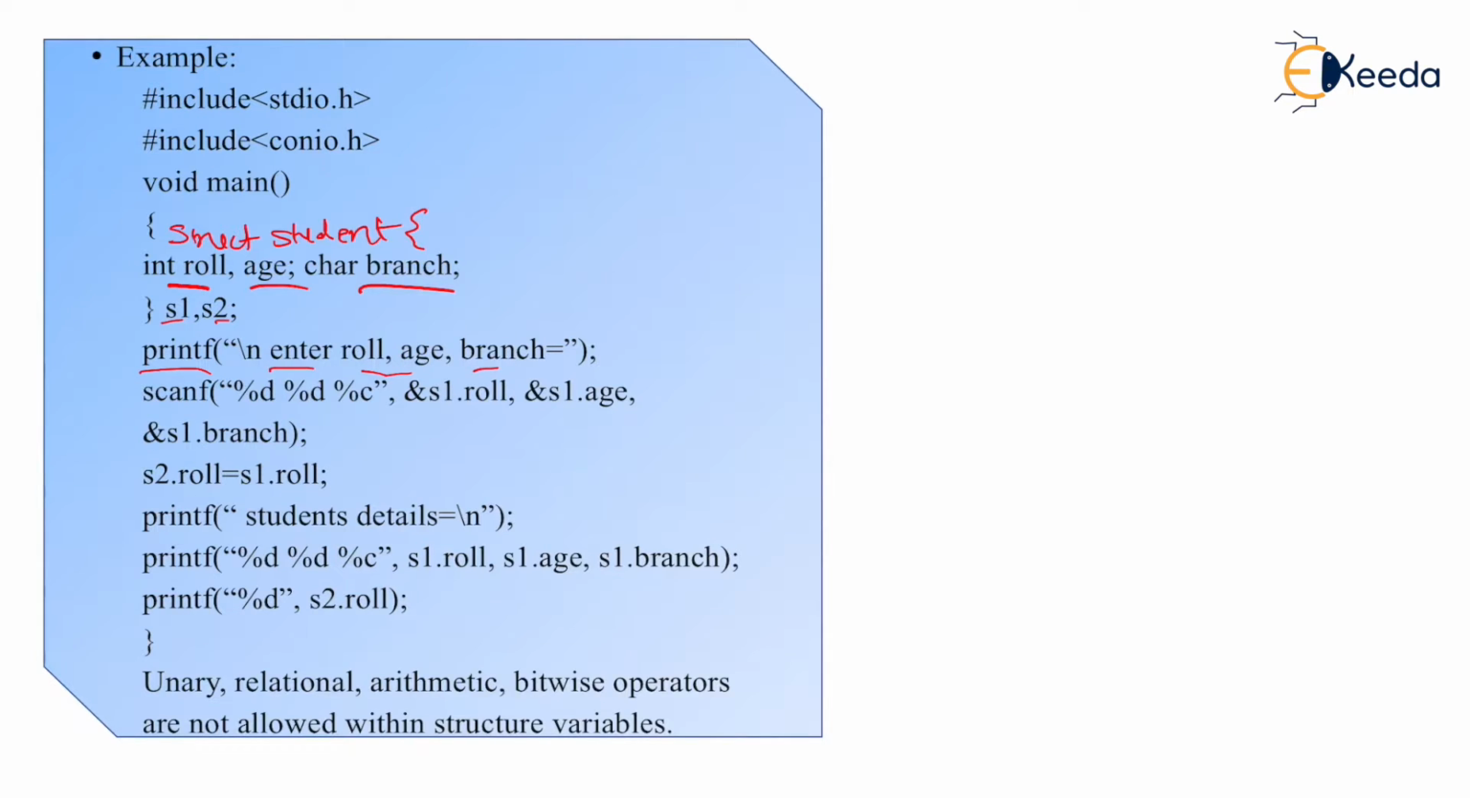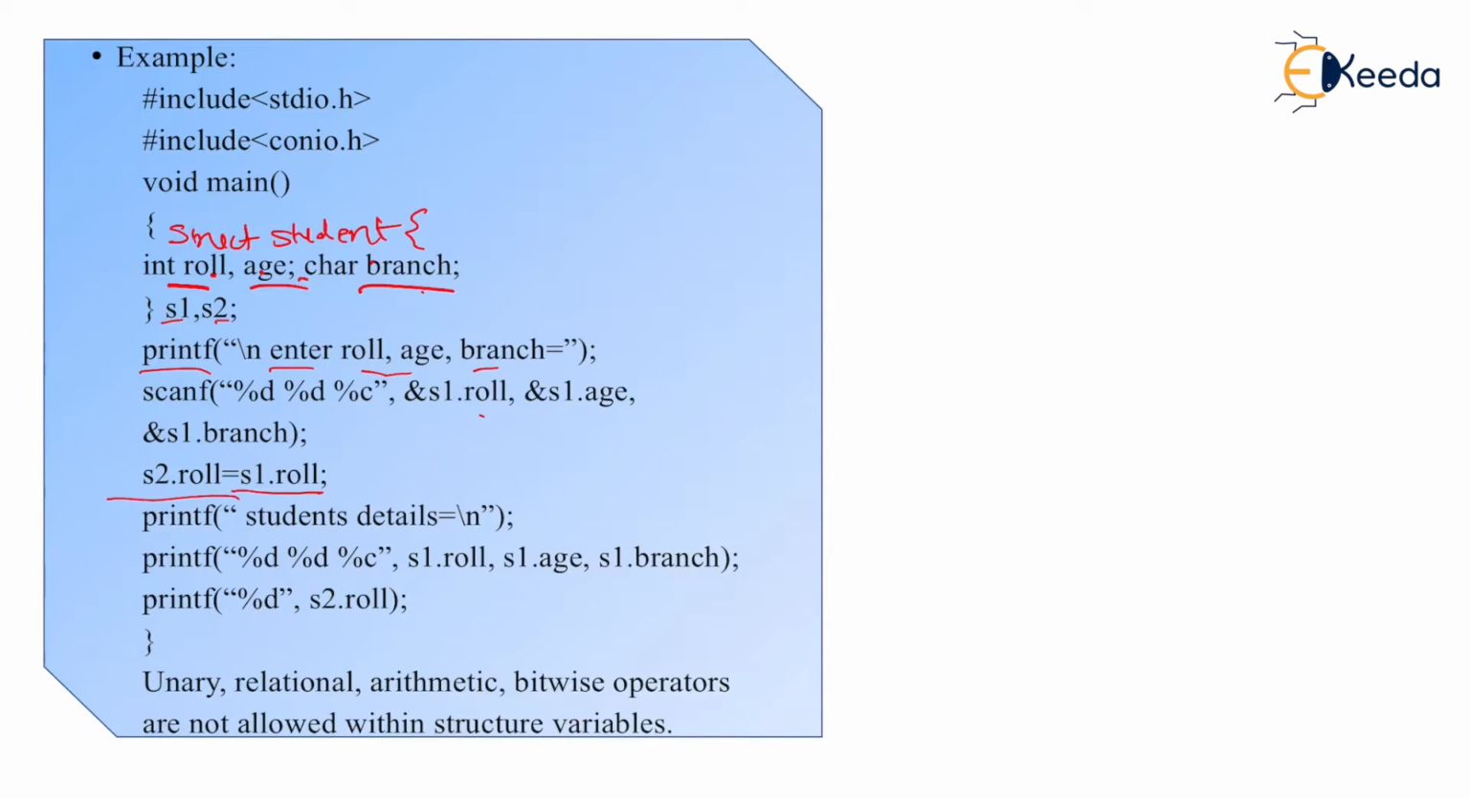So if you want to access those variables, you have to provide the variable name. So we will say the first value will be s1 dot roll number, the second value will be s1 dot age, and the third value will be s1 dot branch. Now what we are saying, s1 dot roll number is equal to s2 dot roll number. So we are saying s1 roll number is equal to the s2 roll number. That means both the roll numbers are same.